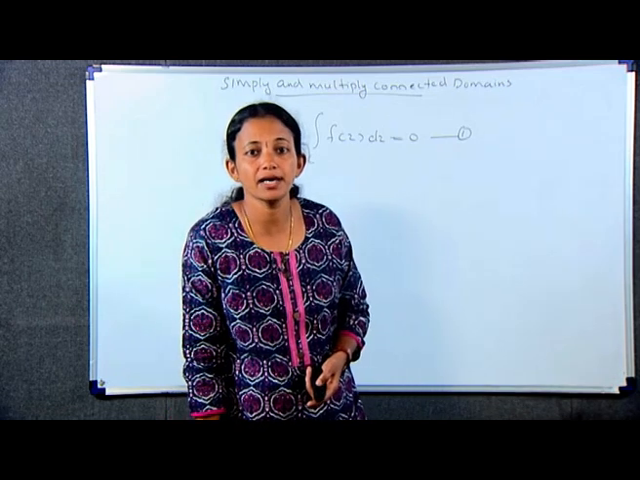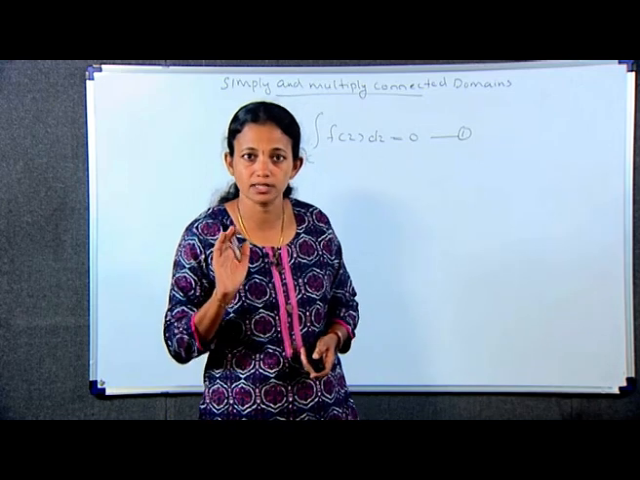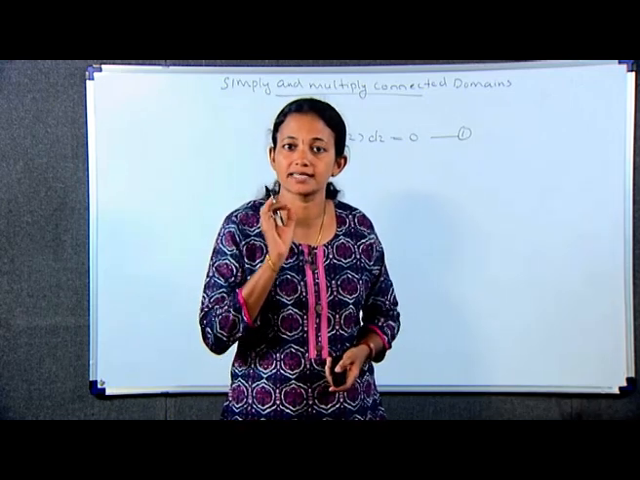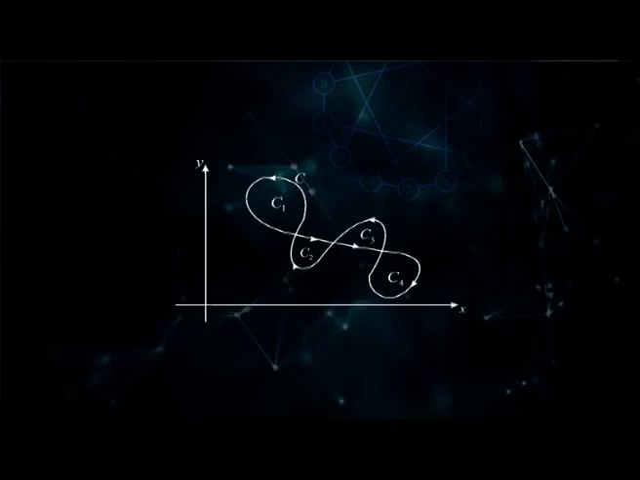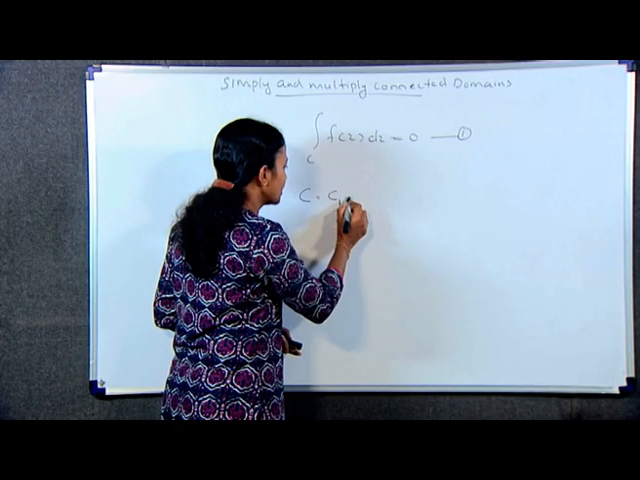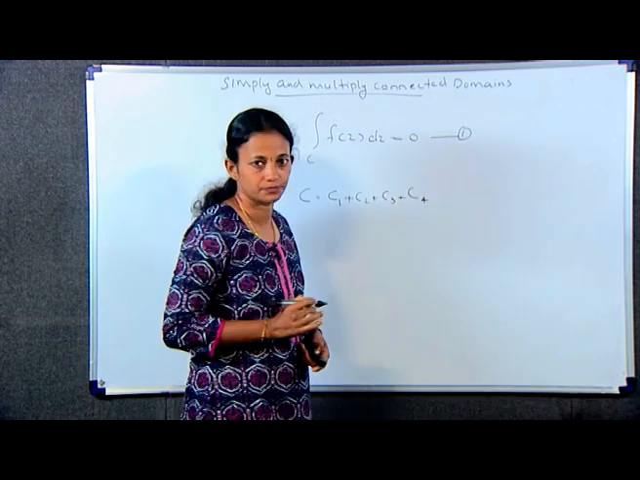Now, let C be closed but not simple. That is, C is closed and intersects itself a finite number of times. Then, C consists of a finite number of simple closed contours, as in this figure. In the figure, C consists of the simple closed contours C1, C2, C3, C4. That is, we can say C is equal to C1 plus C2 plus C3 plus C4.